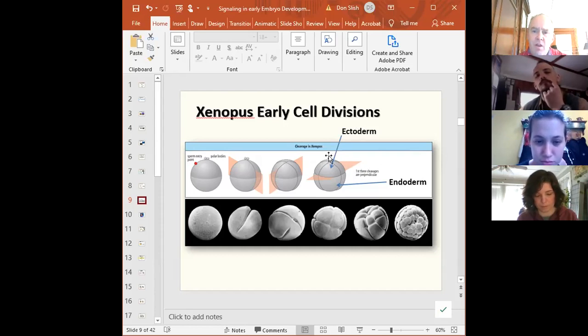And then your next cleavage will be across the middle here, cutting off the animal pole from the vegetal pole. And that now turns this zygote into two different tissues. So at this point, when the sperm enters, this cell is totipotent. It can become anything. Right, it has the ability to become anything that a frog needs to be a frog. At this stage, the two-cell stage, both of those cells are totipotent. They can do anything it takes to become a frog.